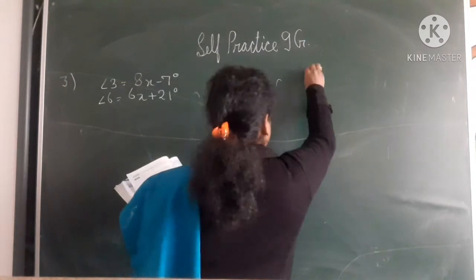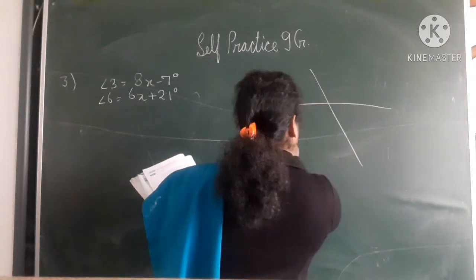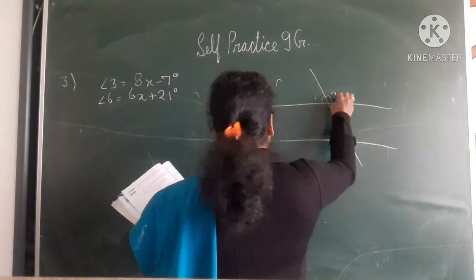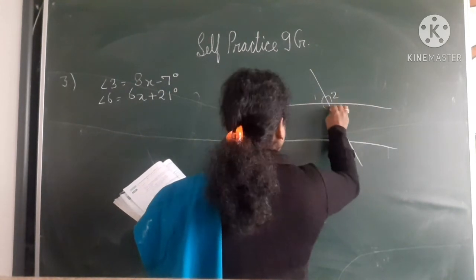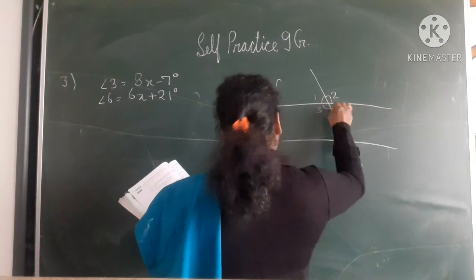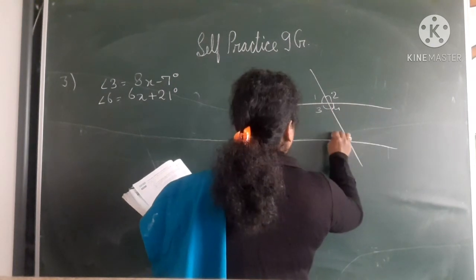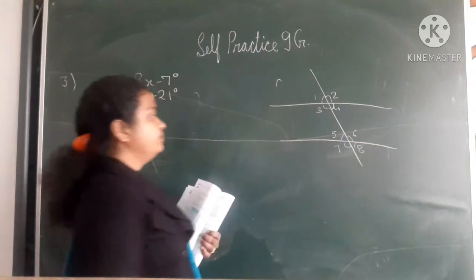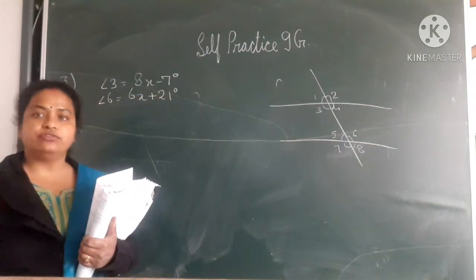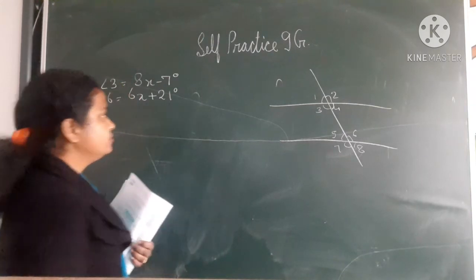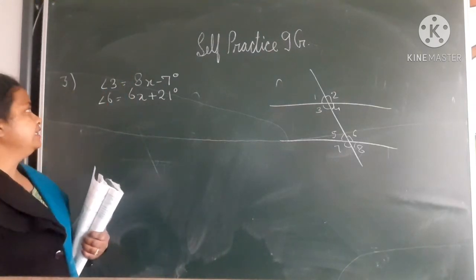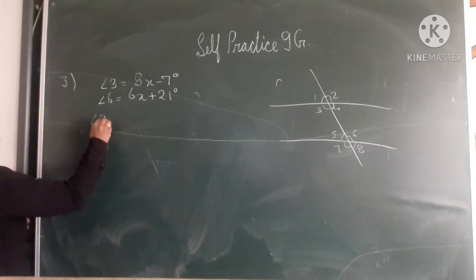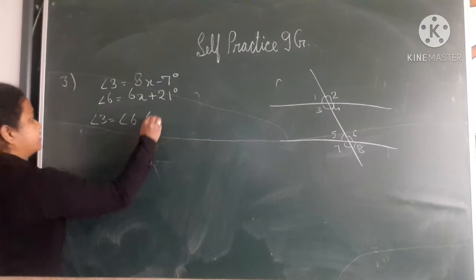Now see, these are your angles. 1, 2, 3, 4, 5, 6, 7, 8. These are your angle 1, 2, 3, 4, 5, 6, 7, 8. Now you see angle 3 and angle 6. The angle 3 is equal to angle 6 because of alternate angles.